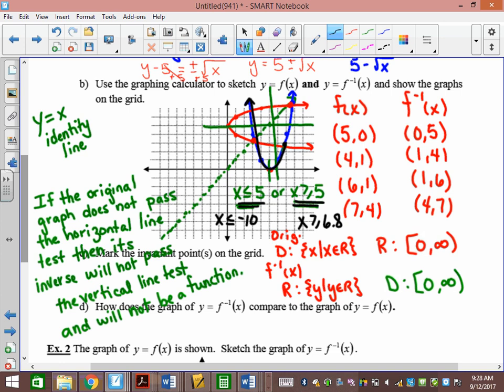Does that make sense? They always restrict the domain to make the inverse be a function. They never, ever restrict the inverse to make it a function. Make sense? They will never do that. So you're always going to restrict the original parabola, or whatever shape it is, to make your inverse be a function. Okay? You will always restrict your original.